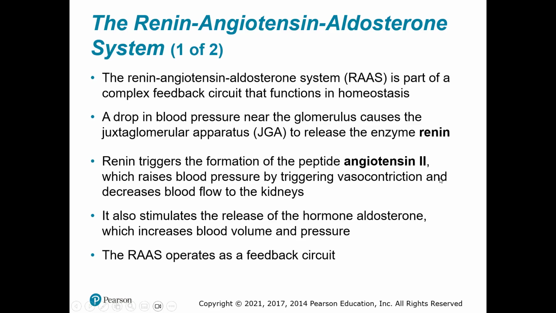Angiotensin 2 is a potent vasoconstrictor. Anytime you constrict blood vessels, especially arterioles, it raises blood pressure. It also stimulates the release of aldosterone, which is a hormone that increases sodium reabsorption, and along with that, water reabsorption, and also increases potassium excretion.